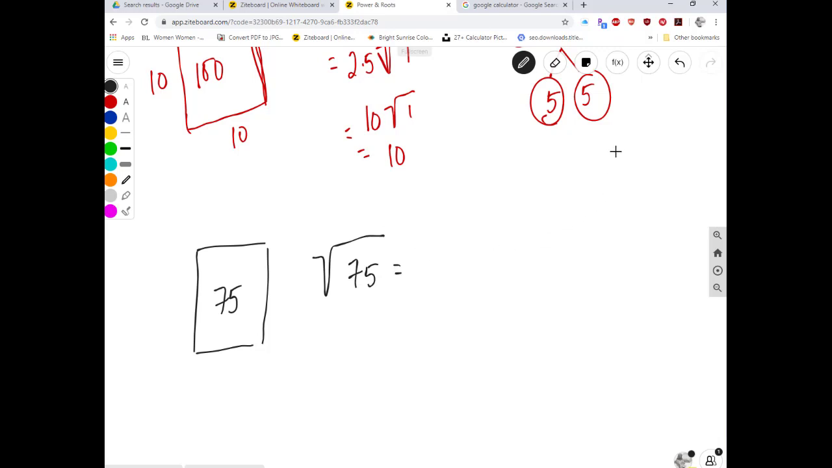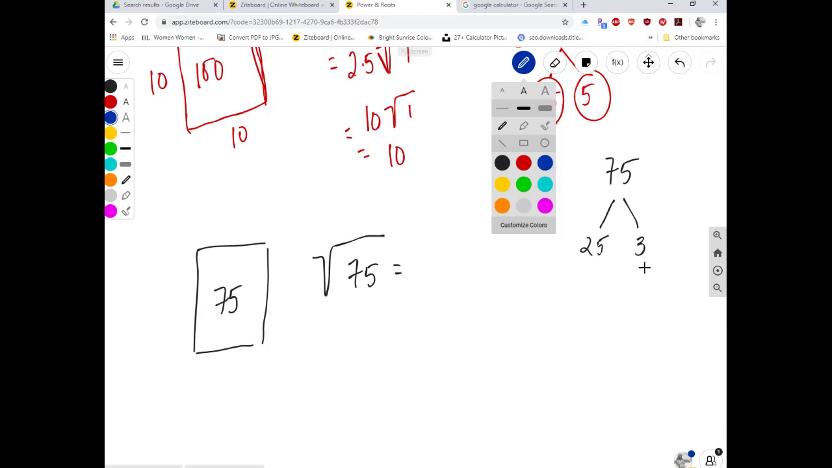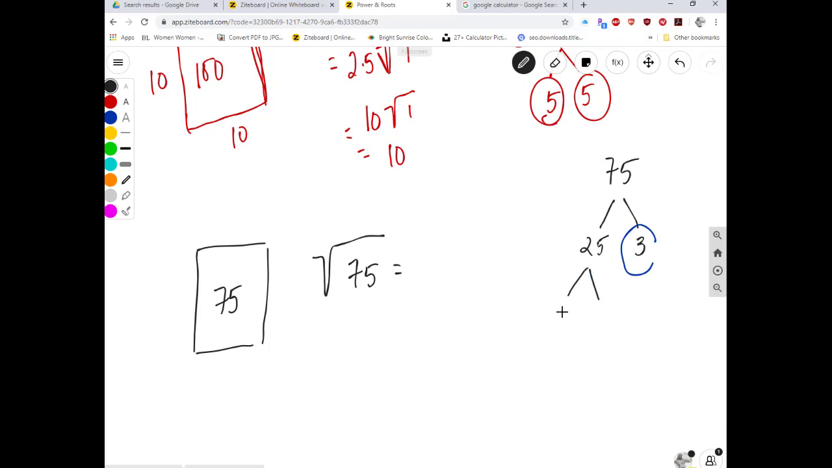How can I make 75 using prime numbers? Well, I can make 75 as 25 times 3. Is 3 a prime number? Yes, it is. Is 25 a prime number? No, it's not. I can make 25 using 5 times 5. Is 5 a prime number? Yes.